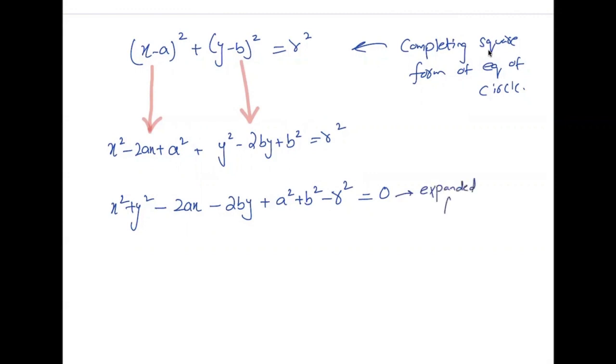Now this is called the expanded form. You have expanded the completing square form of the equation of the circle. This is called the expanded form.